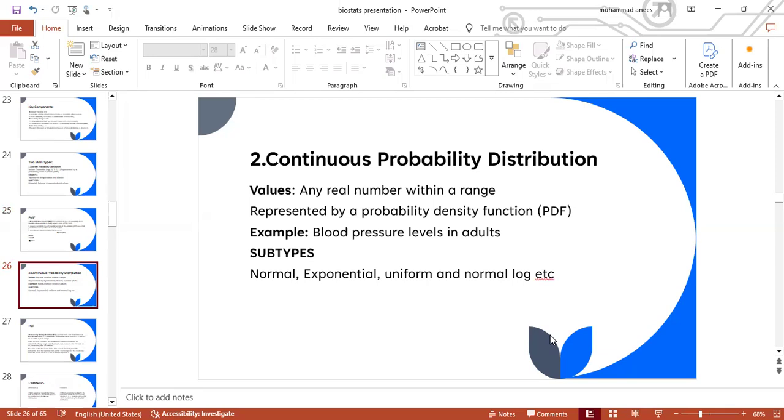Now, moving on to the continuous probability distribution, the values included in this distribution are any real number within a range, and it is represented by a probability density function, also known as PDF. The example includes blood pressure levels in adults. The subtypes are normal, exponential, uniform, log-normal, etc.